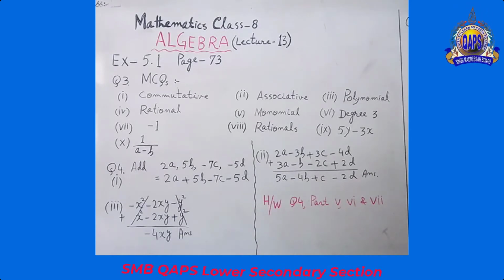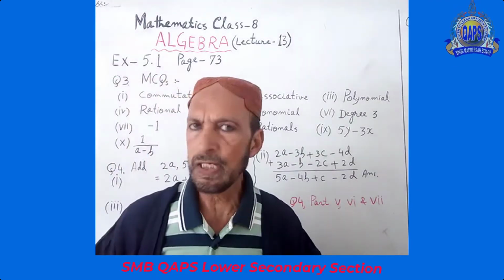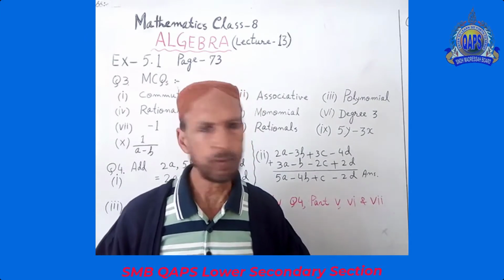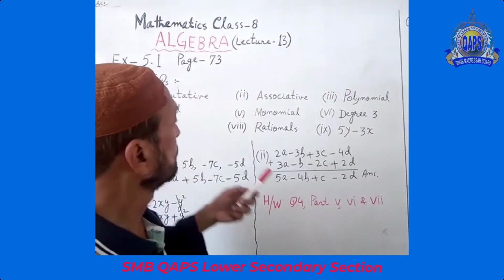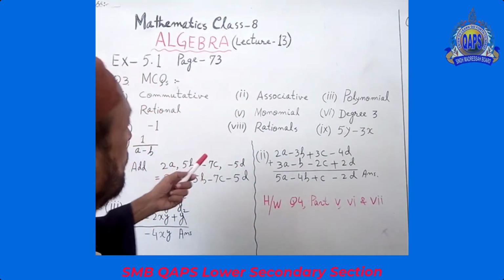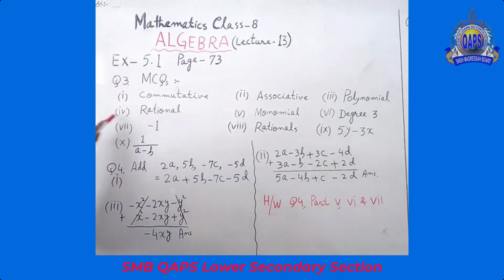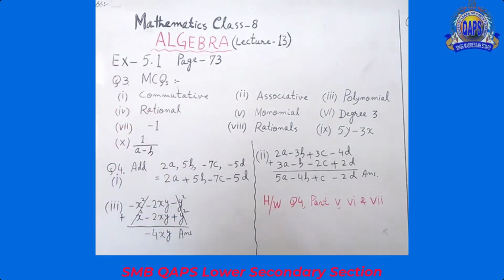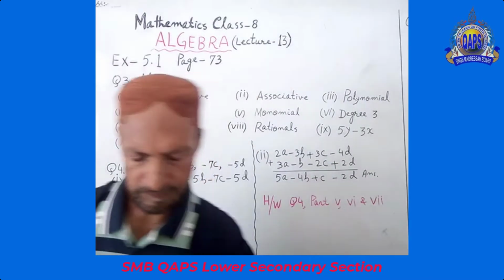Number 4. x plus 1 upon x, where x is not equal to 0, is dash expression. Rational? You know it very well. So, number 4, rational.